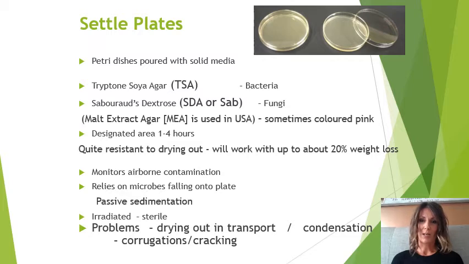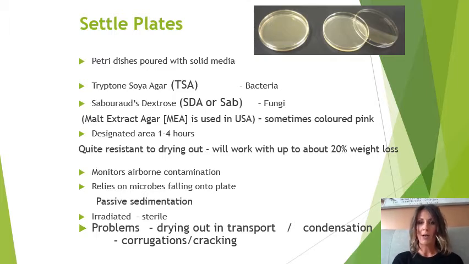First of all, we've got settle plates. So these are Petri dishes poured with solid media known as agar. The agar that we generally use in our clean room environments in the NHS aseptic units is TSA and SDA or SAB, so tryptone soy agar or Sabouraud dextrose agar. The reason we use these two is they are very broad spectrum agars. Our TSA is a broad spectrum nutrient agar that will generally grow most organisms. It does not inhibit or promote the growth of any specific organisms. Generally speaking, everything will grow.